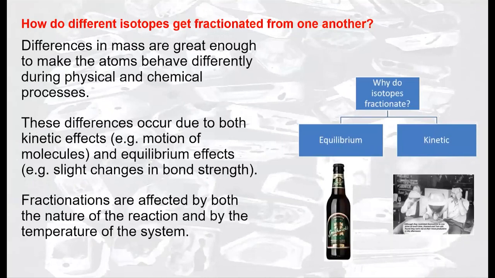So equilibrium fractionation here is in a closed system. That's a nice bottle of Smithwick's beer. Closed system. Kinetic processes, that's usually where we've got an open system, so i.e. a big glass of beer with the bottle open on top. So how do these different fractionation processes actually produce different isotopic signatures? And that's what we're going to talk about now.